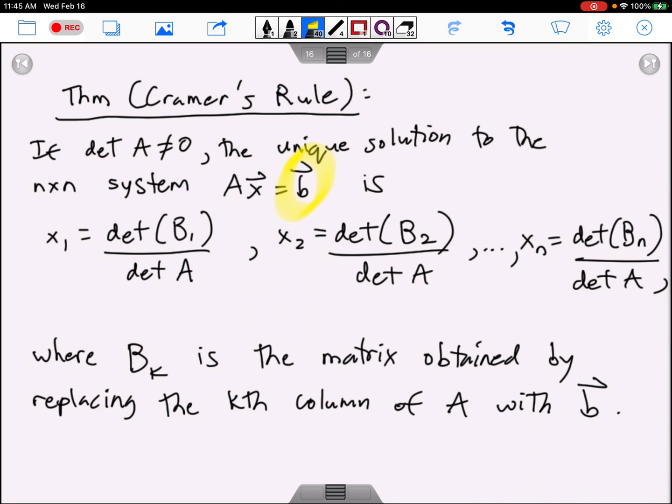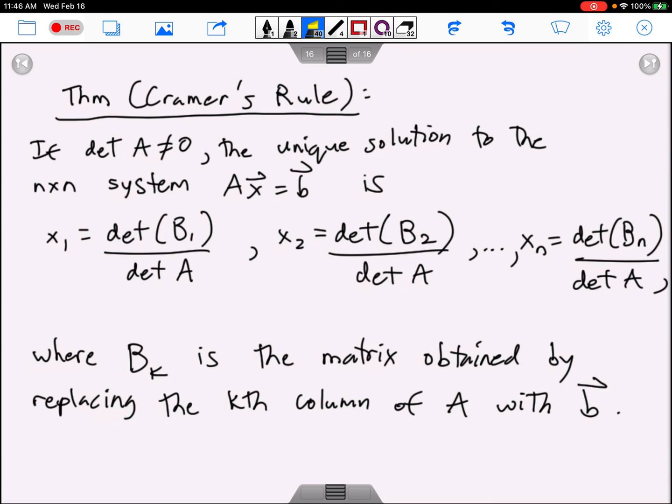Remember, B is this guy right here. Okay. So as our very last example, we're going to solve this problem. I do want to say something about Cramer's rule now. Obviously, finding all of these determinants is a lot of work.